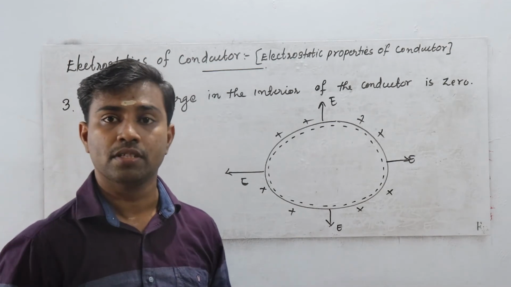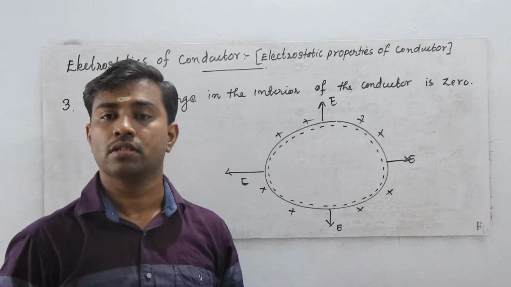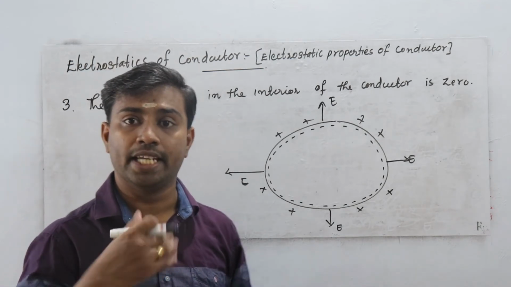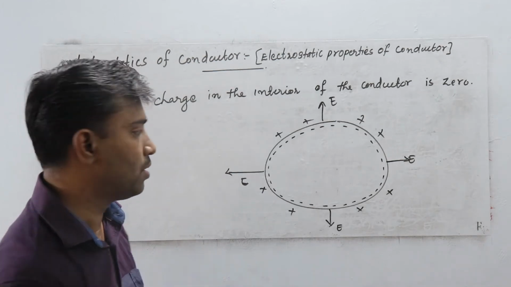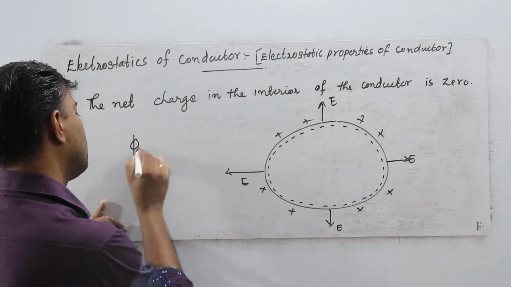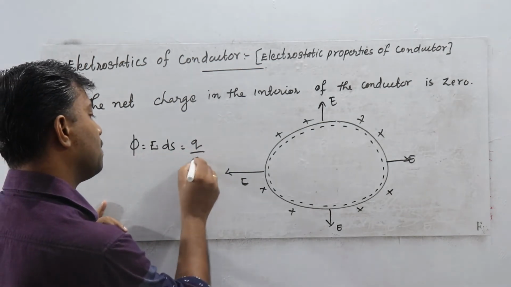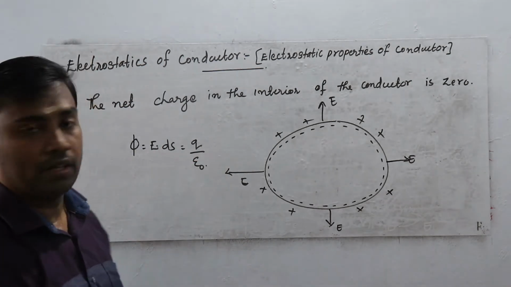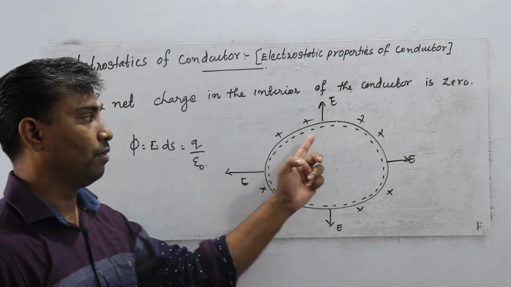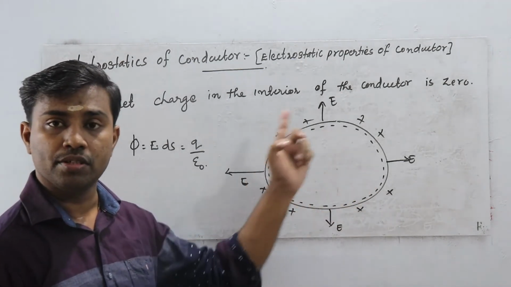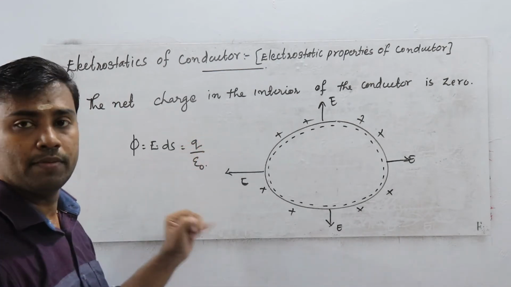Take the flux through the Gaussian surface. So the flux phi is equal to the integral of E dot ds, that is equal to Q by epsilon 0. Now we are going to find the flux through the Gaussian surface. The flux is given by phi equal to E dot ds, that is equal to Q by epsilon 0.